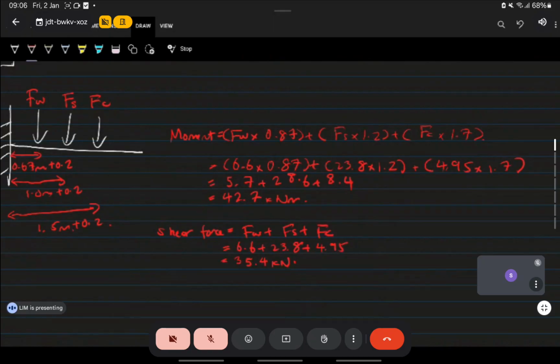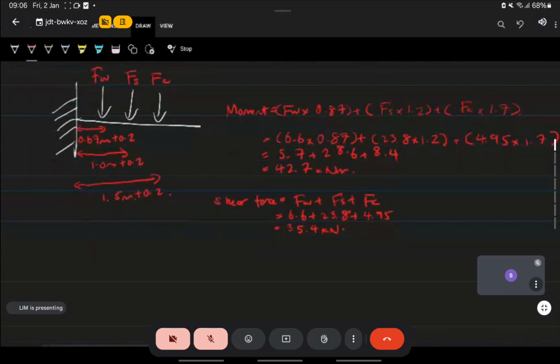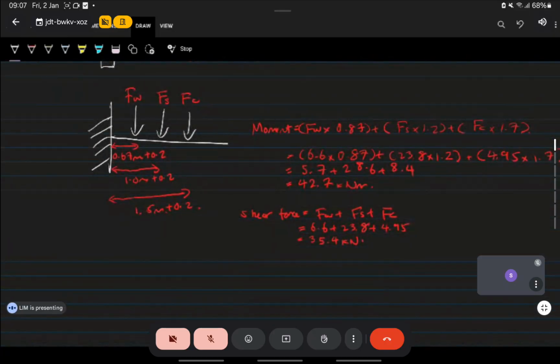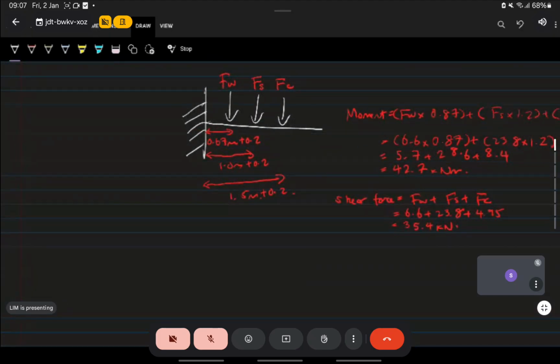Do you know how to design the wall of the retaining wall now? You just design it as a beam. It's basically a cantilevering beam with that moment and that shear force. So let's do the flexural design. Let's deal with the moment first. So, beam design.